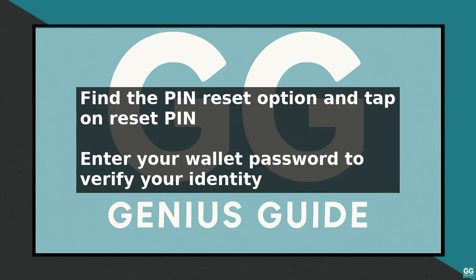If you have enabled two-factor authentication, you may also be asked to provide the authentication code sent to your registered email or phone number. After verifying your identity, you will be prompted to create a new PIN. Choose a strong and unique PIN, avoiding easily guessable numbers such as your birthdate or anniversary. Enter your new PIN and confirm it by re-entering the same sequence.